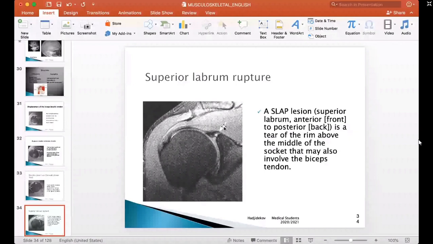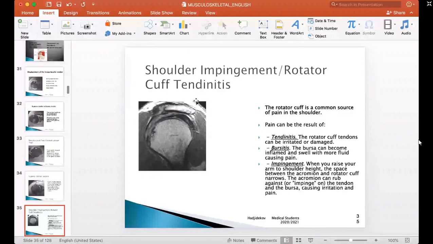So when this part is ruptured, this is a superior labrum rupture. In the so-called shoulder impingement or rotator cuff tendinitis, this is one of the most common sources of pain in the shoulder. The pain results mainly from tendinitis when the tendons are irritated or damaged, from bursitis when the bursae are filled with liquid, and from impingement when you try to raise your arm to the shoulder height.